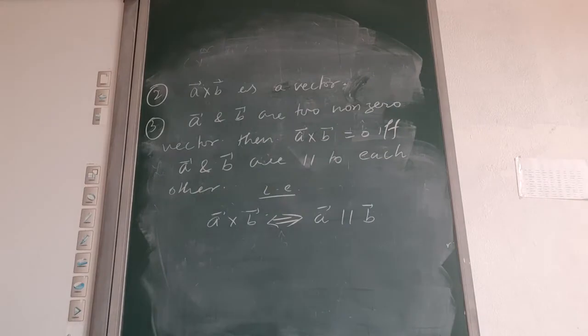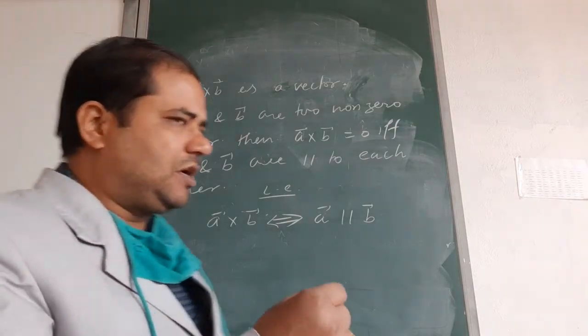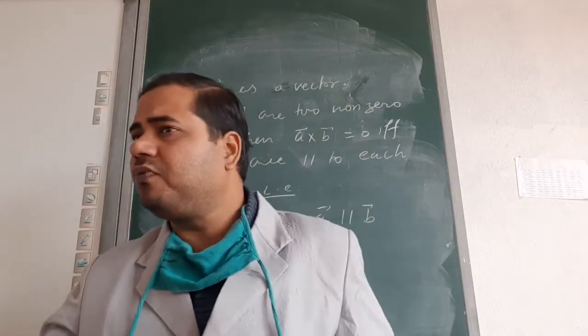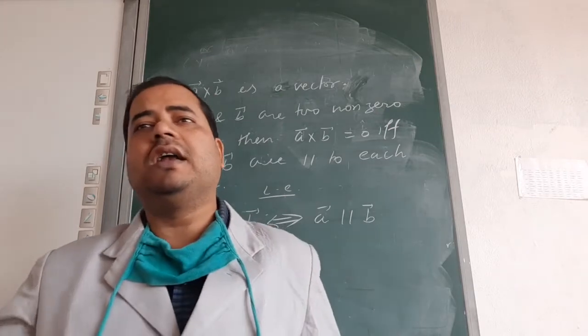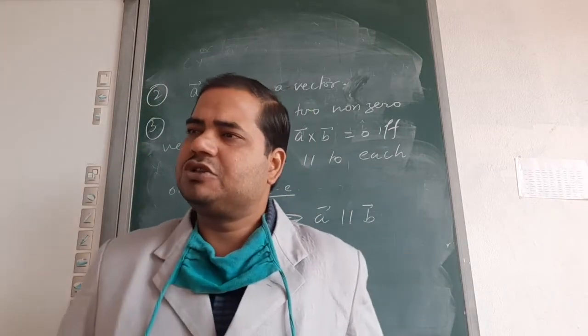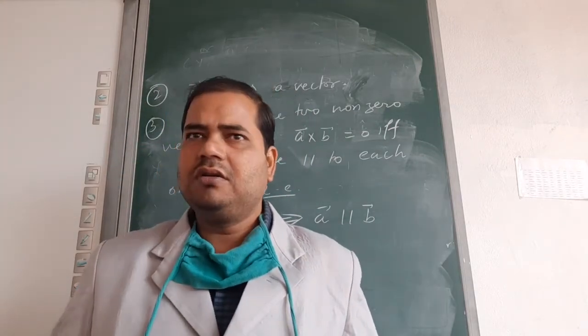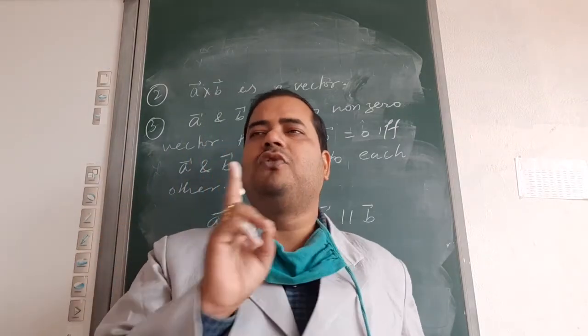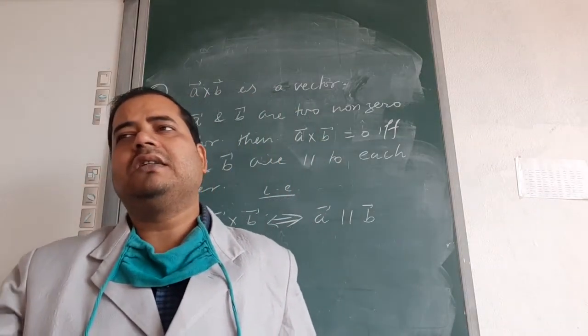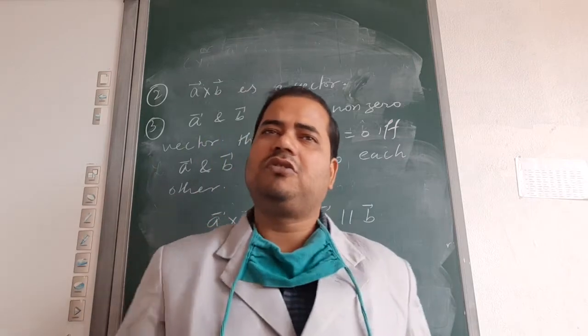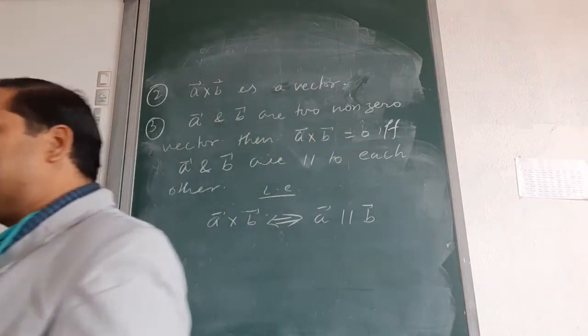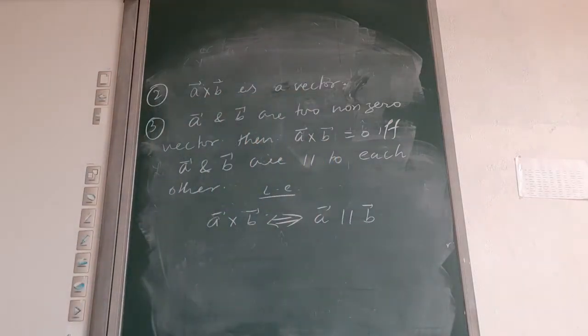Or you can say A and B are collinear. That means you get another method to prove two vectors are collinear. That should be A cross B equal to 0. Yes. Understood? There is another method to prove two vectors are collinear. That is what? A cross B must be equal to 0. That means if A cross B is 0, then they are parallel or collinear.